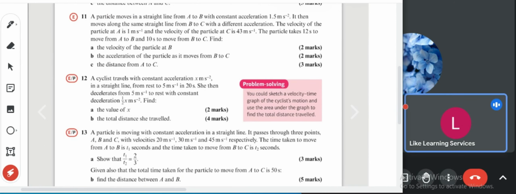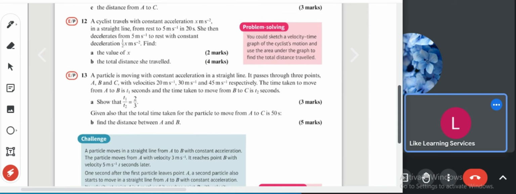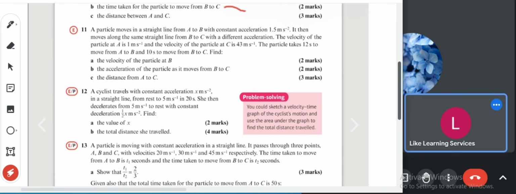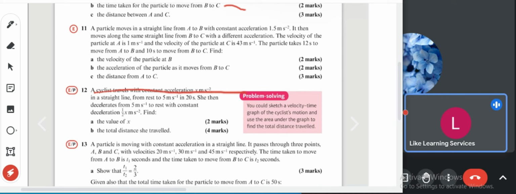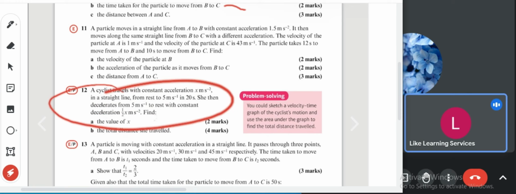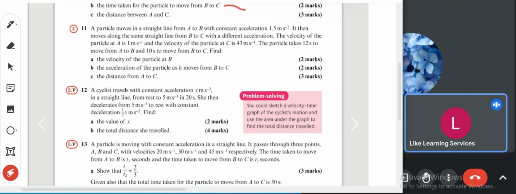Which one can we, let's see this one. I'm trying to see one that can really be a bit challenging. A cyclist travels with a constant acceleration of x meters per second squared in a straight line from rest to 5 meters per second in 20 seconds. She then decelerates, find the value of x. Can you try this? This is number 12.